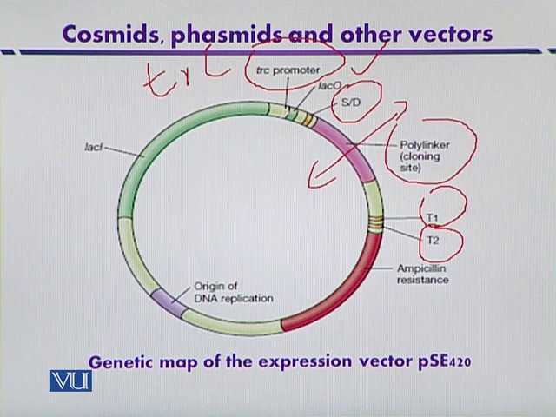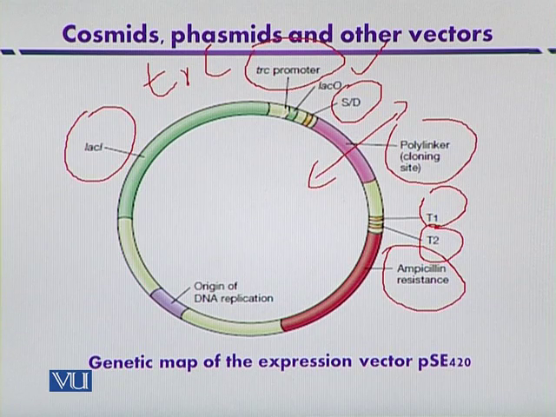And some selectable markers in the form of ampicillin resistance are also there, and there is a LAC-I gene that can encode the LAC repressor, and of course one of the important regions, the origin of replication, that will facilitate the independent replication of the expression vector in a suitable host organism.